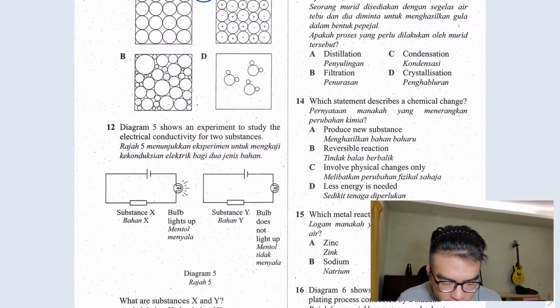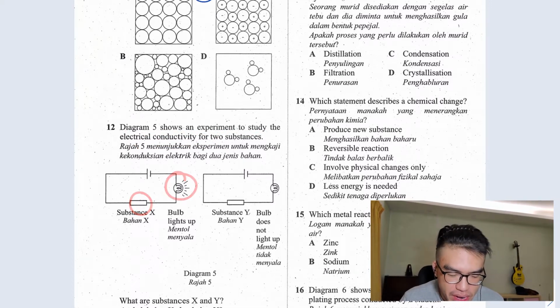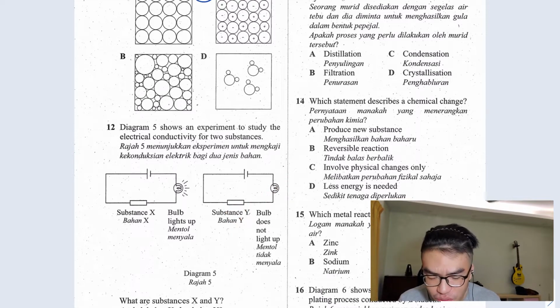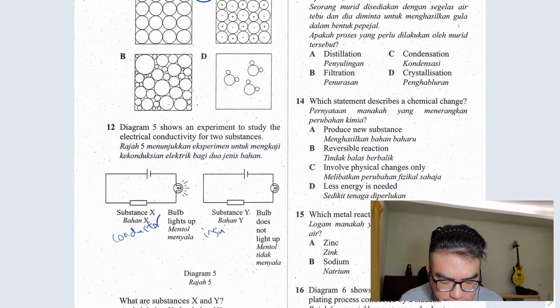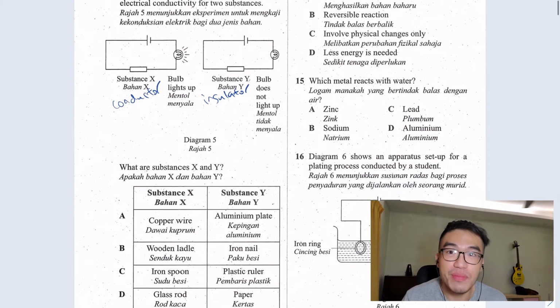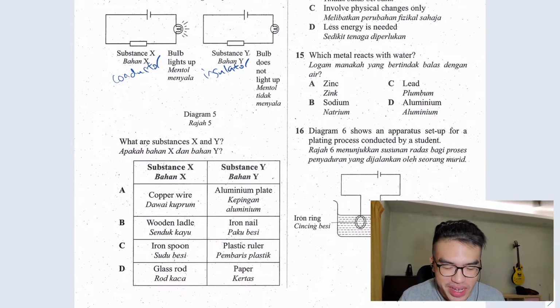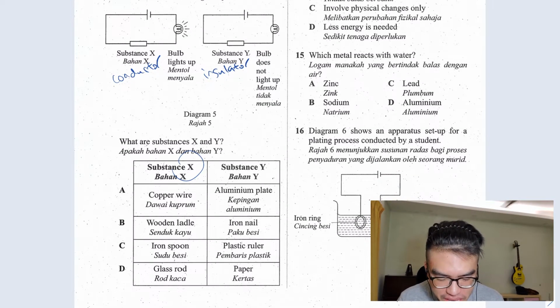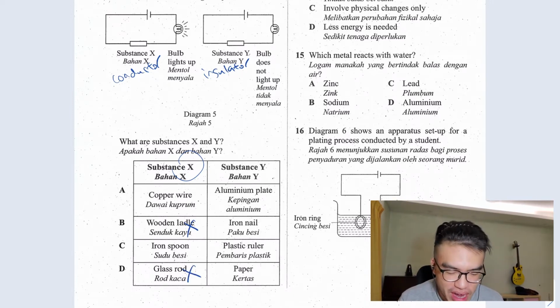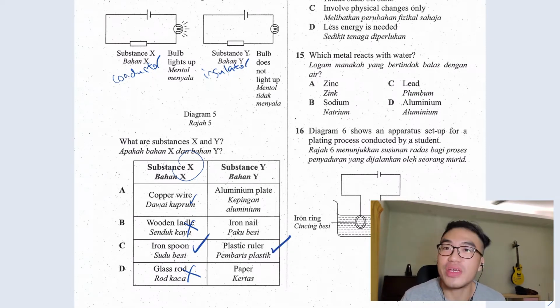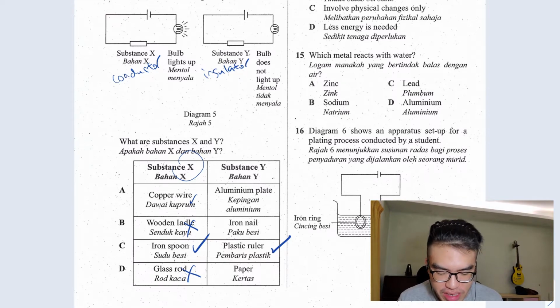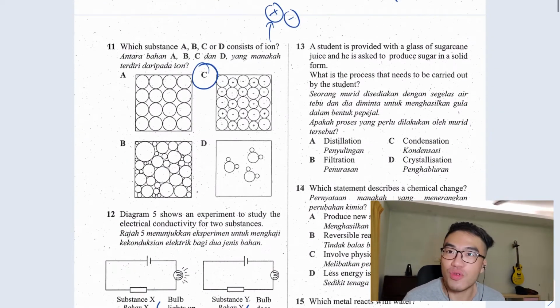Question 12. Diagram 5 shows an experiment to study the electrical conductivity of 2 substances. As you can see here, substance X makes the bulb light up, and substance Y, it doesn't light up the bulb. Obviously, we know that substance X is a conductor, and substance Y would be an insulator. Let's eliminate the impossible answers first. I think the answer here is pretty clear. As you can see, X, B and D is definitely out because they are insulators. We have A and C remaining here. As for substance Y, we have only answer C here remaining as our insulator. That would be C.